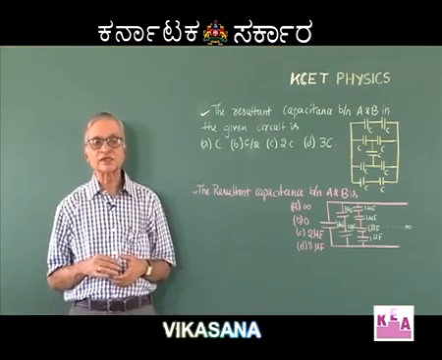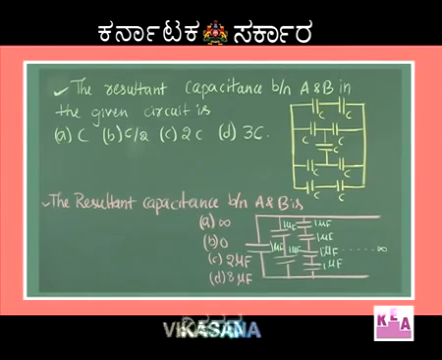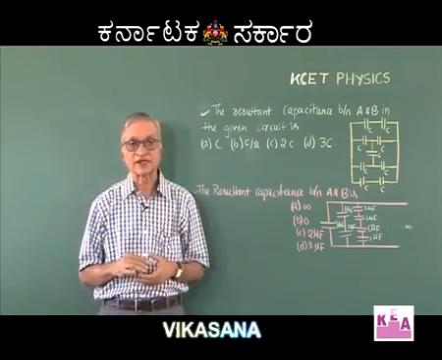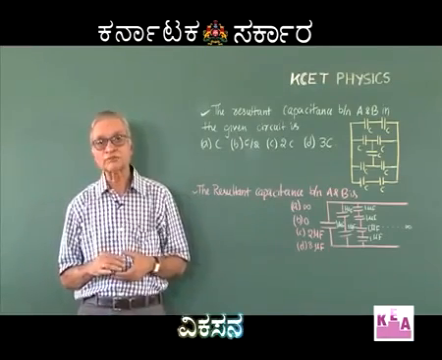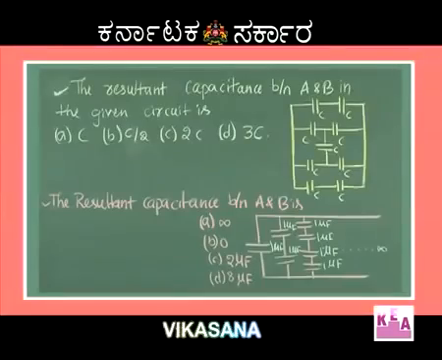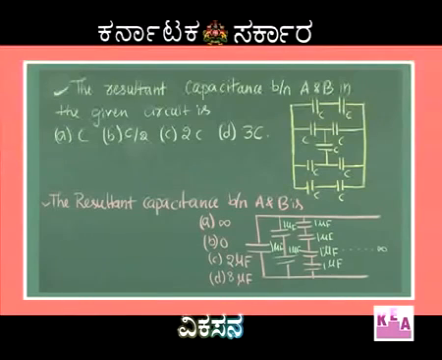The next question is based on a very important shortcut concept in both static and current electricity, that is the concept of symmetric circuits. Let me read the question and explain what is the concept involved in this question. The question is, the resultant capacitance between A and B in the given circuit is option A, C, option B, C by 2, option C, 2C, option D, 3C.